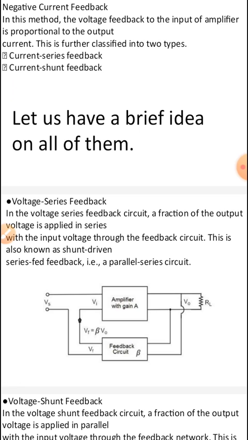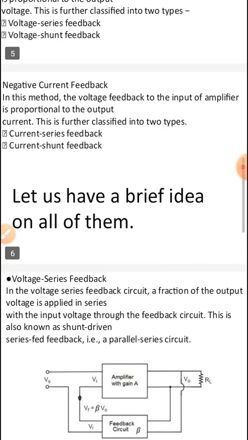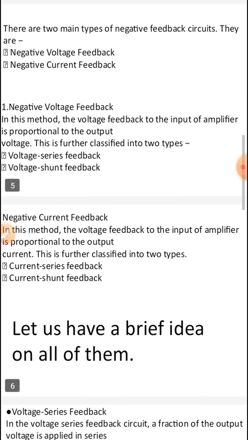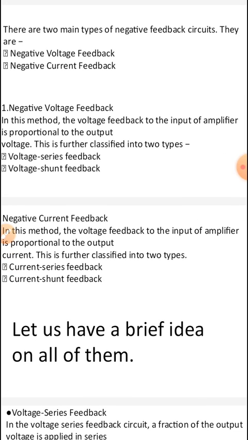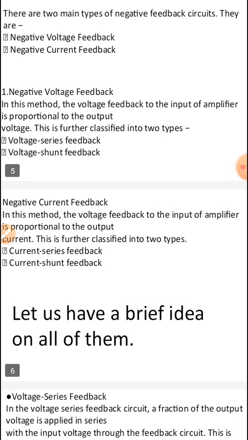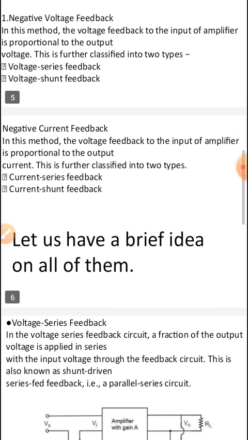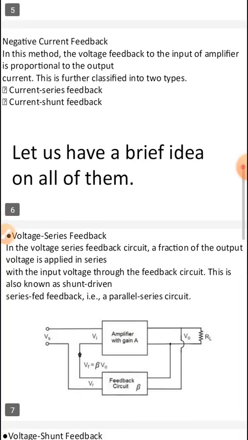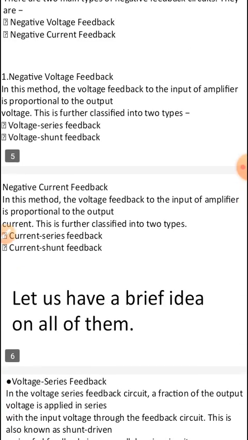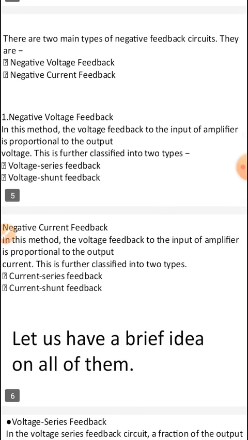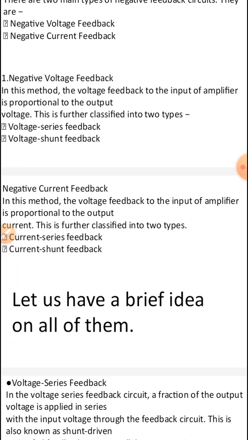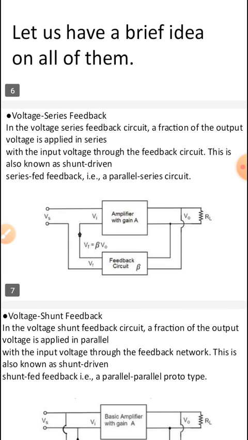Let us have a brief idea on all of them. First of all, in negative voltage feedback, it is classified into two types: voltage series feedback and voltage shunt feedback. And negative current feedback has current series feedback and current shunt feedback. So have a brief idea on all of these four. First of all, we are going through voltage series feedback.